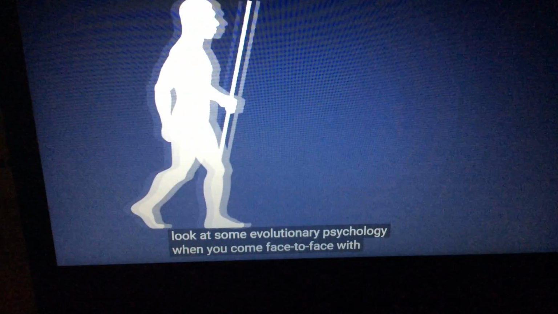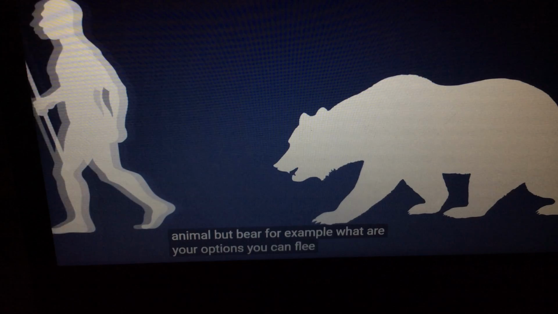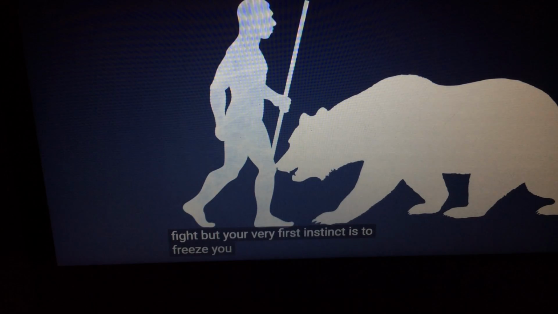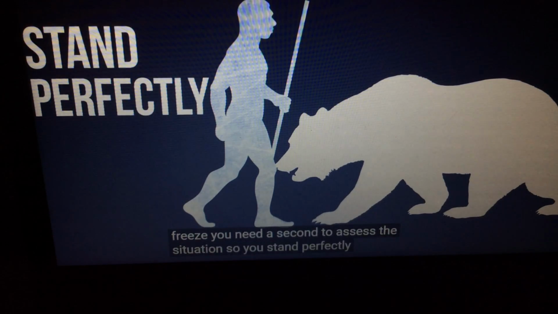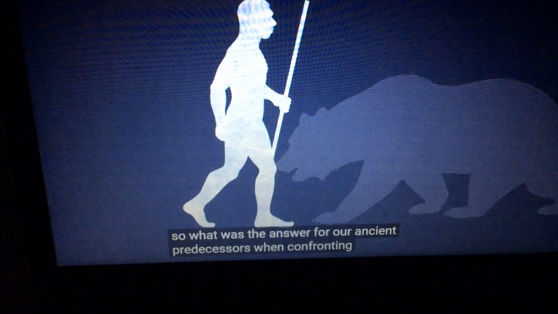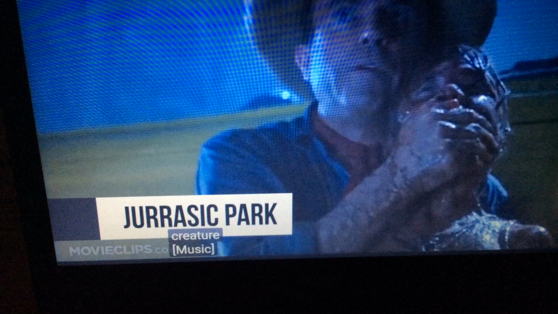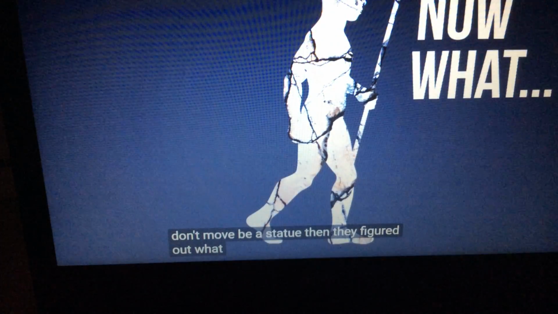When you come face to face with a deadly animal, a bear for example, what are your options? You can flee, or you can fight, but your very first instinct is to freeze. You need a second to assess the situation, so you stand perfectly still. So what was the answer for our ancient predecessors when confronting a deadly creature? Don't move. Can't see us if we don't move. Don't move. Be a statue. Then they figured out what to do next.